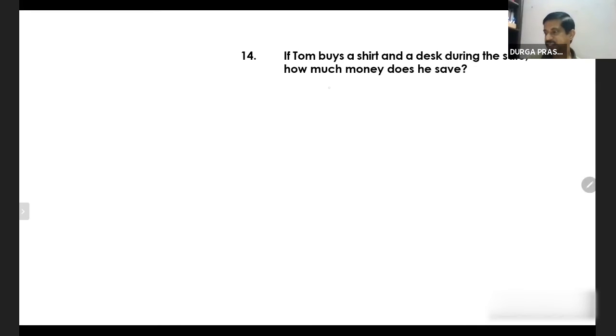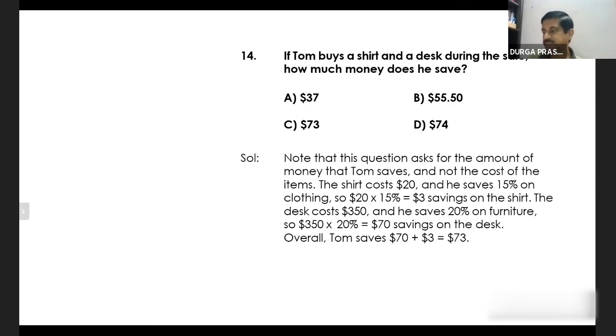If Tom buys a shirt and a desk during the sale, how much money does he save? So that means sum of discounts is the money he saved. So on desk, it is 20% discount. So 20% of 350 is $70. So he saved $70 on desk. Now on shirt, you see, it is 15% of total price of shirt, which is $20. So 15% of 20 is $3. So total money he saved will be $70 plus $3, which is equal to $73, which is option C. So please note it fast.